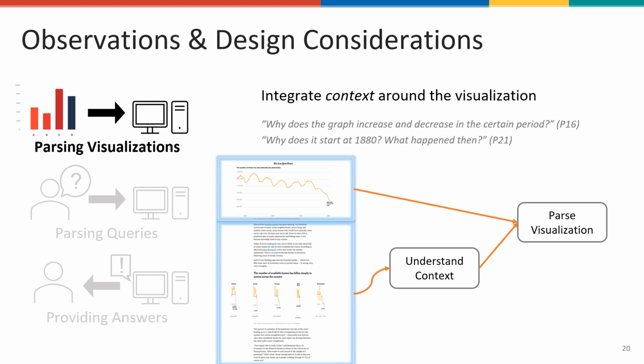Contextual queries were very common, taking up 22% of the total queries. Queries like "Why does the graph increase and decrease in a certain period?" require the system to be aware of the context to be answered properly. The system should be able to understand how the visualization is situated and use this information to help answer the contextual queries.